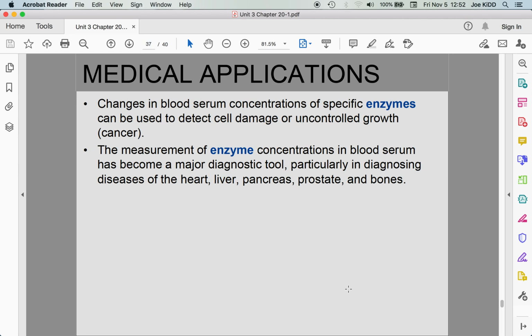Measuring enzyme concentration in the blood serum is a major diagnostic tool. Enzymes aren't supposed to leave their specific cell, just like proteins, unless they are designed to travel. So if we find enzymes in a blood screening where they shouldn't be, from the heart, the liver, or the pancreas, these are good signs that we have damage to these organs and that further studies need to be done.